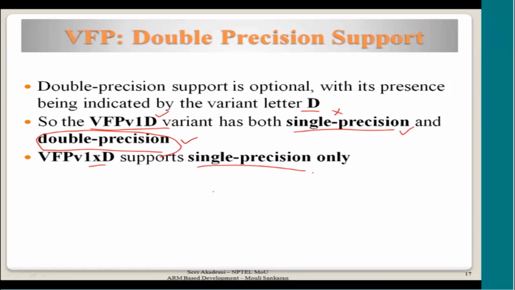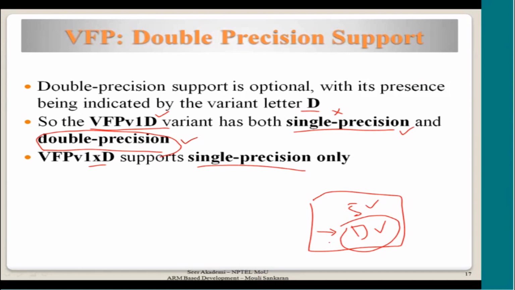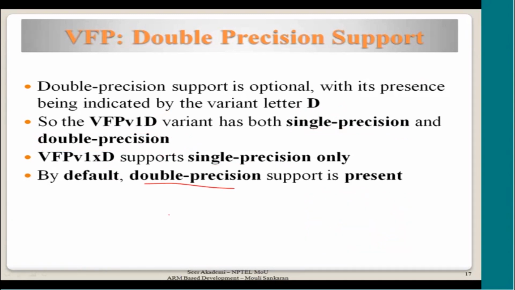When the processor supports both single precision and double precision, that means there is complex circuitry in the system to perform these operations, whereas if it has only single precision data, because the data width is lesser, the processing element complexity also comes down. That is very natural. By default, double precision support is also present.